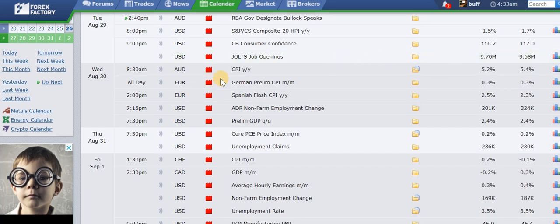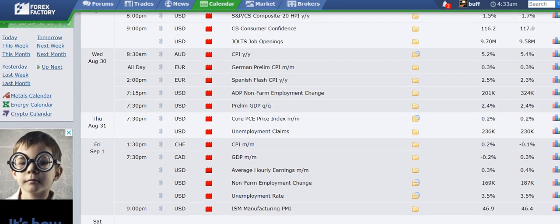Wednesday, CPI numbers out of Australia, prelim CPI numbers out of Germany, Spain, US ADP non-farm employment change, and prelim GDP out of the US. Thursday, US core PCE price index and unemployment claims. And Friday, which is the first Friday of the month, CPI numbers out of Switzerland and GDP out of Canada, and the non-farm payroll numbers, the employment numbers or unemployment rate out of the US.